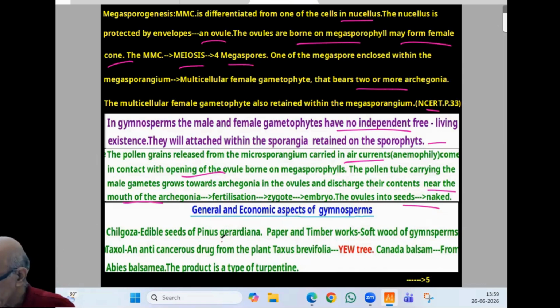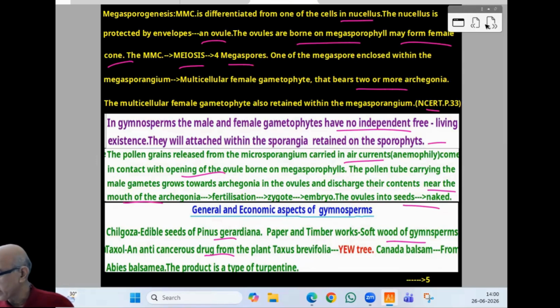Now, general aspects of gymnosperms, the economic side. Chilgoza, edible seeds of Pinus gerardiana. Paper and timber works, softwood in gymnosperms. Then Taxol, an anticancer drug from the plant Taxus brevifolia, the yew tree, a previous question. Canada balsam from Abies balsamea, which is connected with a type of turpentine.